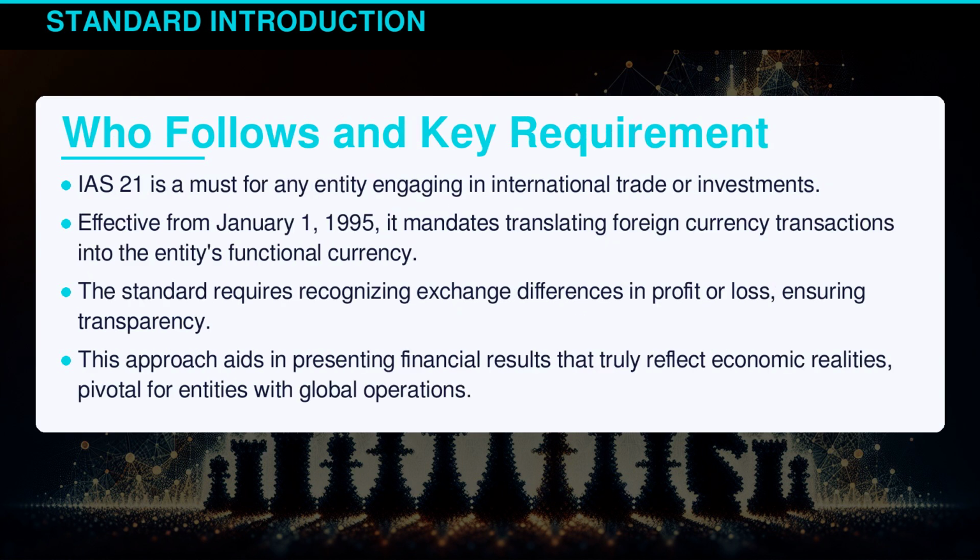IAS 21 is a must for any entity engaging in international trade or investments. Effective from January 1, 1995, it mandates translating foreign currency transactions into the entity's functional currency. The standard requires recognizing exchange differences in profit or loss, ensuring transparency. This approach aids in presenting financial results that truly reflect economic realities, pivotal for entities with global operations.